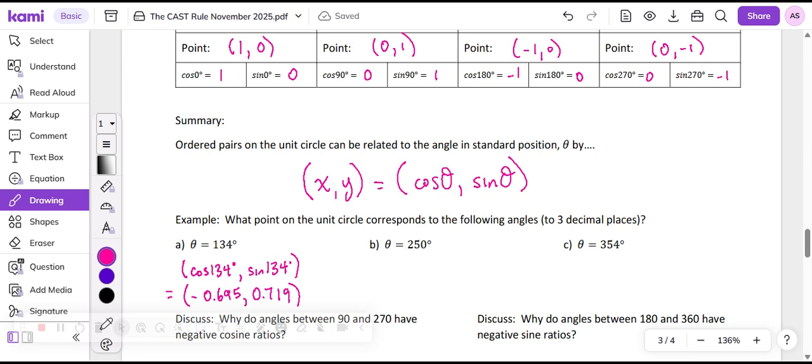You guys do it for 250. Cosine 250, sine 250. Again, don't copy this down, but where's 250? 250 is somewhere down here. So our x should be negative and our y should be negative in this quadrant. Does that work out with 250? Cosine and sine of 250. Thanks, guys.